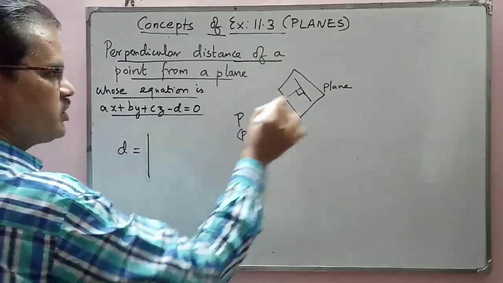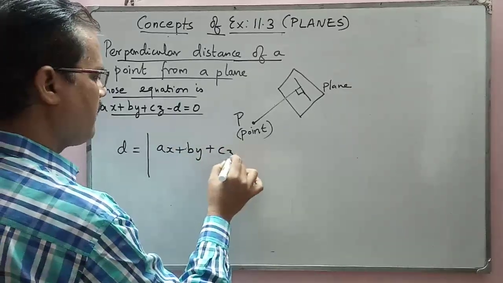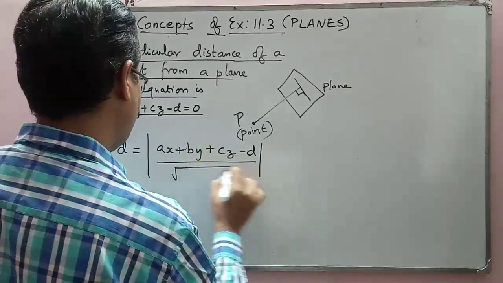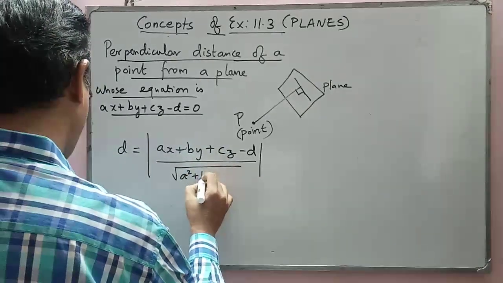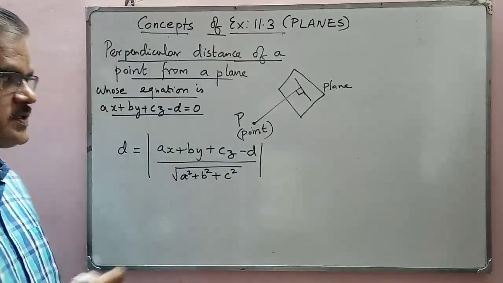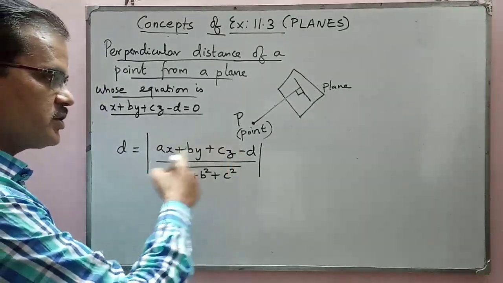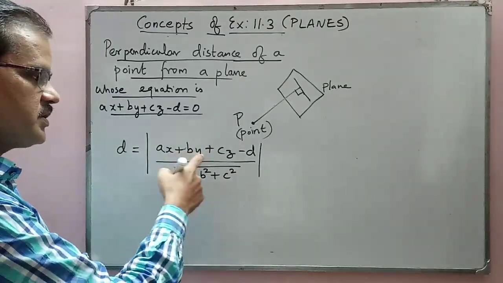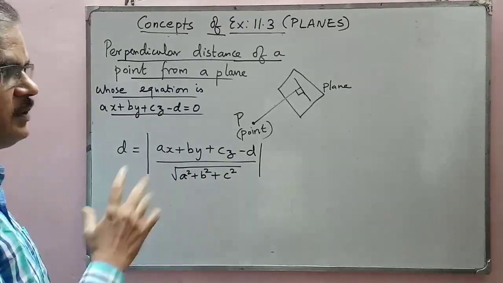You just write the equation of the plane, whatever is given, then divide by the coefficients of x, y and z. This will give the perpendicular distance of any point to a plane. Okay, this is very easy to remember. You write the equation of the plane. If it is given in the vector form, we convert to a Cartesian form. Then root of the coefficients of x, y and z goes to the denominator. This will give the perpendicular distance.